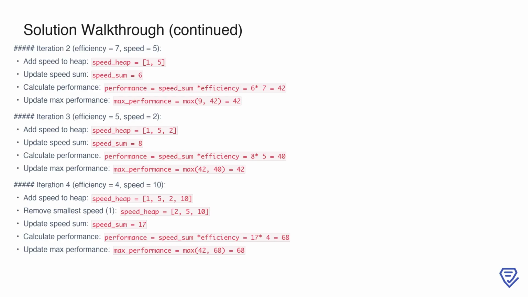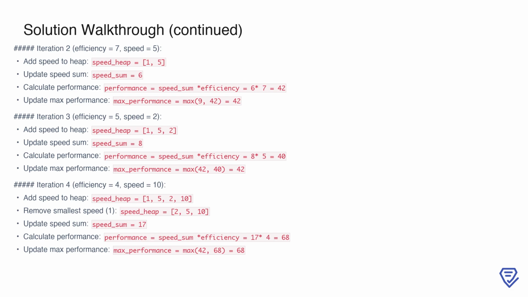For the third engineer, with efficiency 5 and speed 2, we repeat this process. Adding their speed to the heap increases the speed sum to 8, and the performance becomes 8 multiplied by 5, which is 40. However, 42 remains the maximum performance.